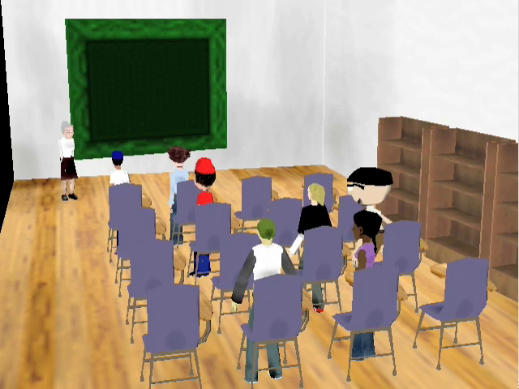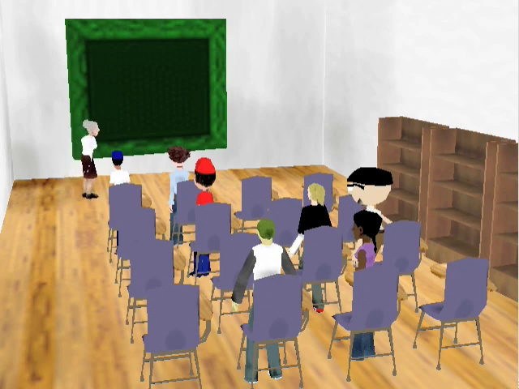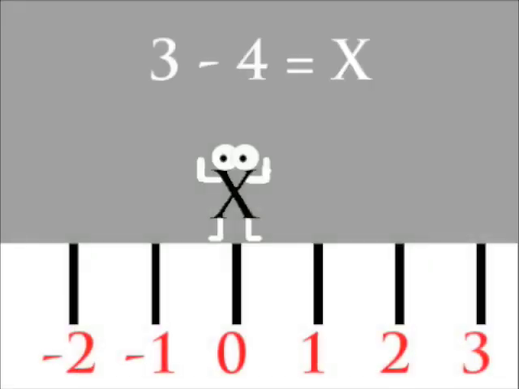For today's lesson, we're going to talk about adding and subtracting positive and negative numbers. We will begin by looking at the problem 3 minus 4 equals x. Let's take a look at how we would do this on our number line. 3 minus 4 equals x.